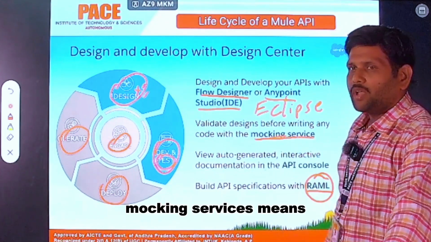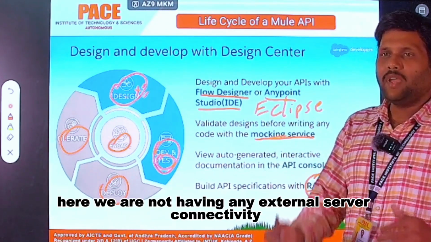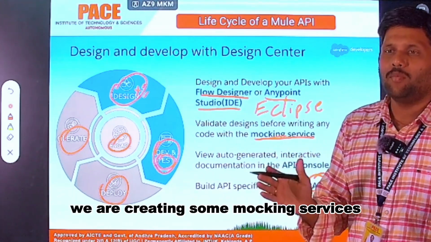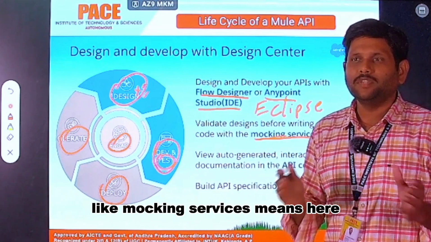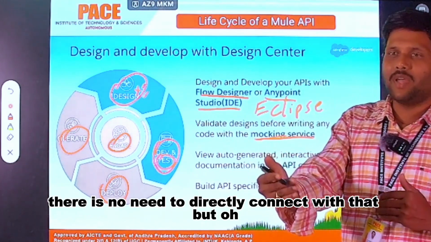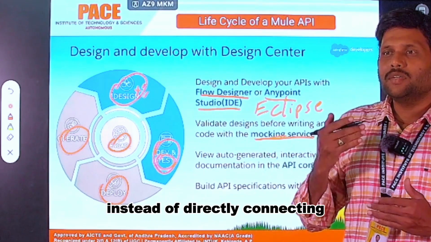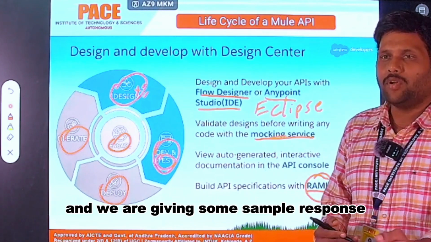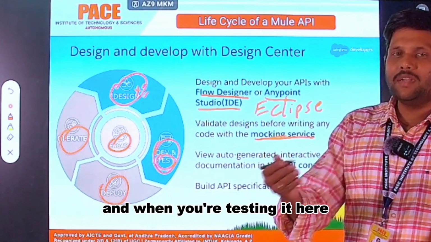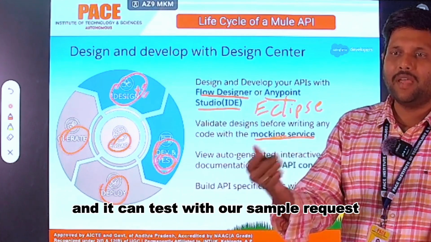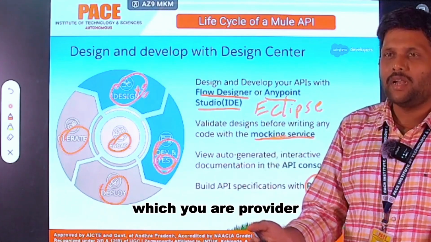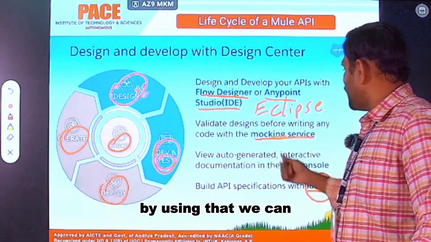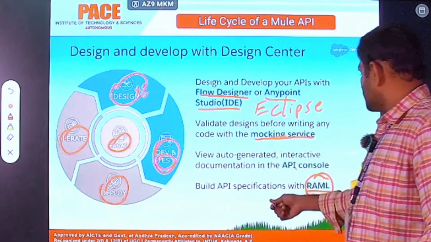Here we have mocking services. Mocking services means here we are not having any external server connectivity. Instead of direct external connectivity, we create mocking services. There is no need to connect directly; instead, we give some sample request and some sample response, and when you test it, it goes to that sample server, tests with the sample request which you provided, and gives the sample response which you provided. By using that we can test our APIs.